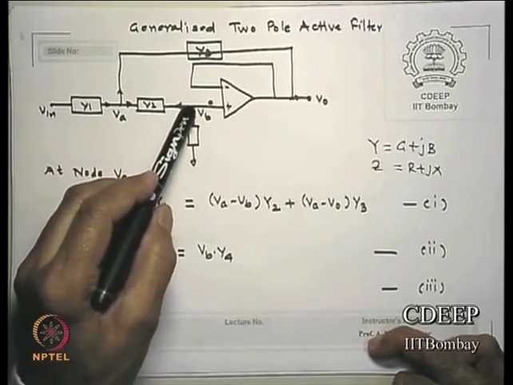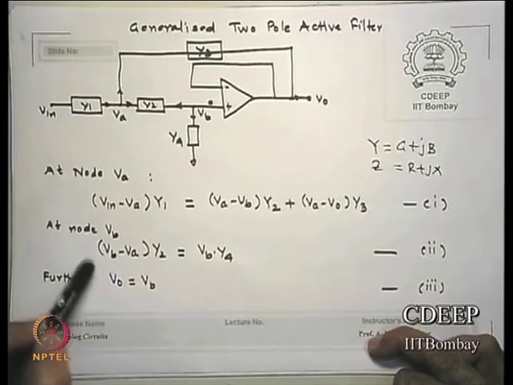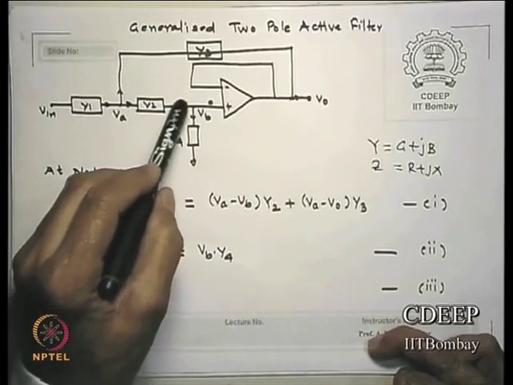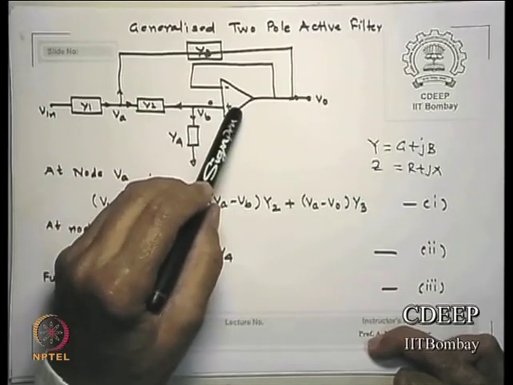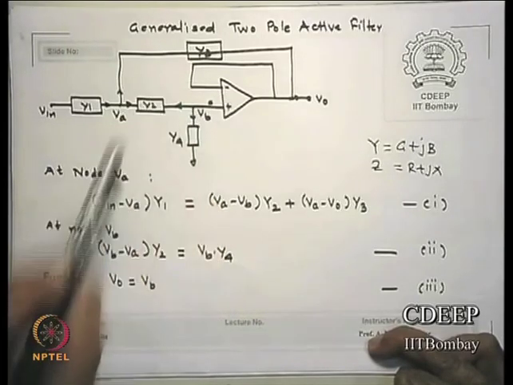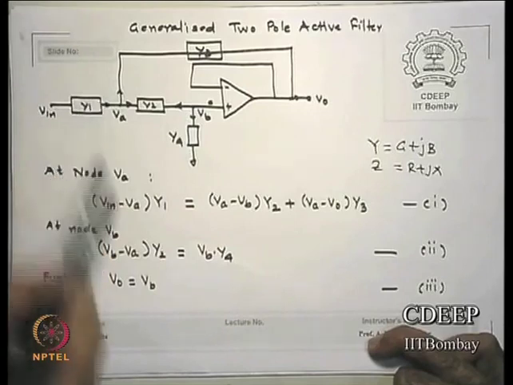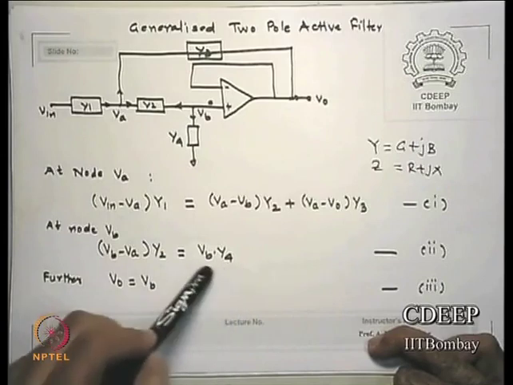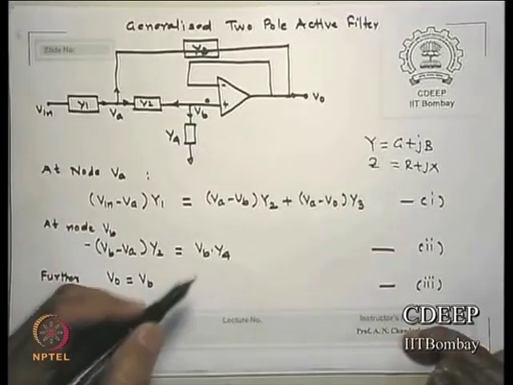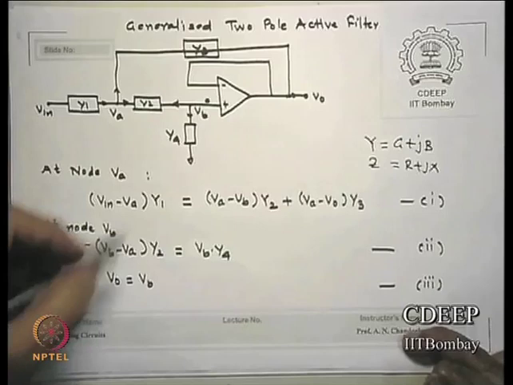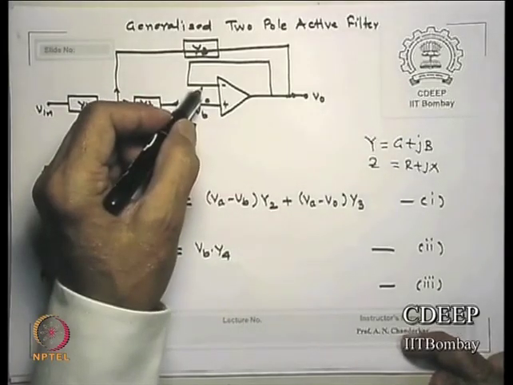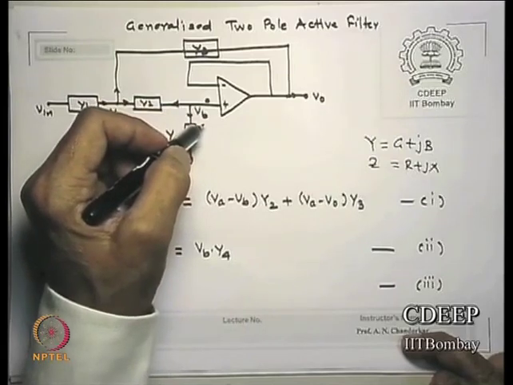In the same way I sum at node VB. At node VB, one current comes from VA, and what is the current going into the op-amp? No current enters the op-amp, that property I have used. So I say (VB minus VA) into Y2 is equal to VB into Y4. Then the third equation: since this is a follower, V0 should be the same as VB.